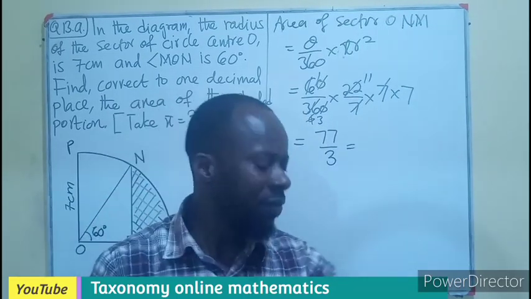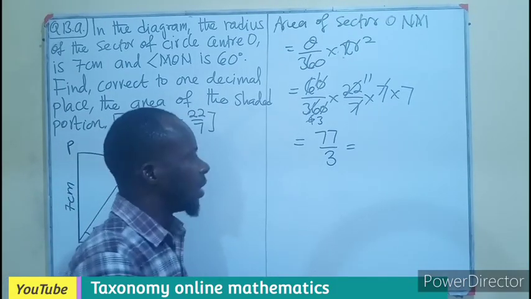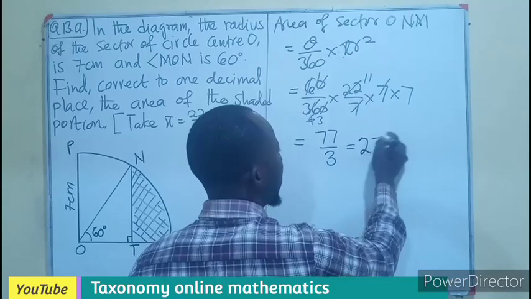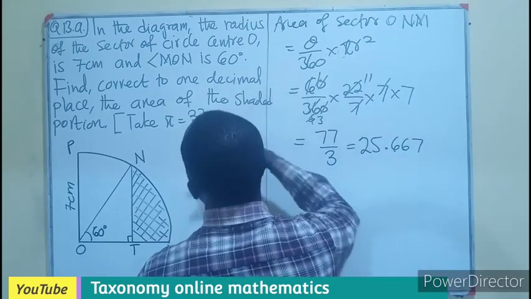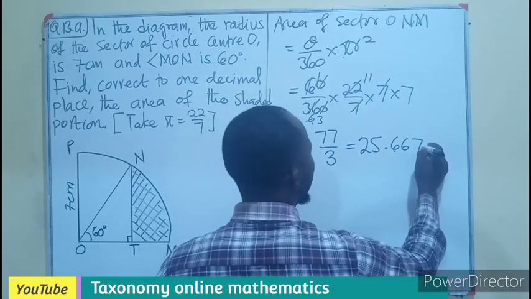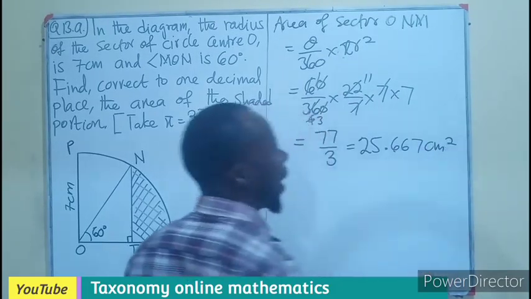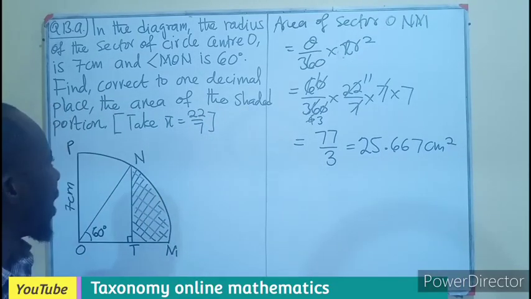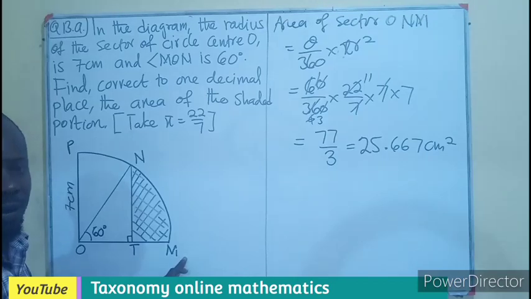Then 77 divided by 3 gives us 25.67. The dimension is in centimeters, so we have centimeter squared as the area of the sector that you have here, right?